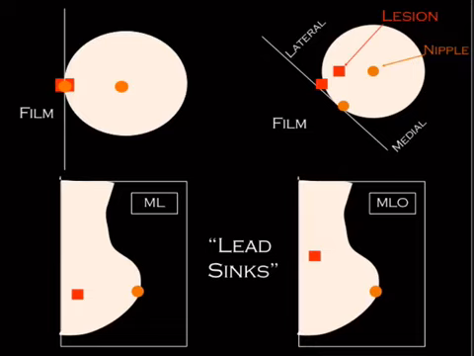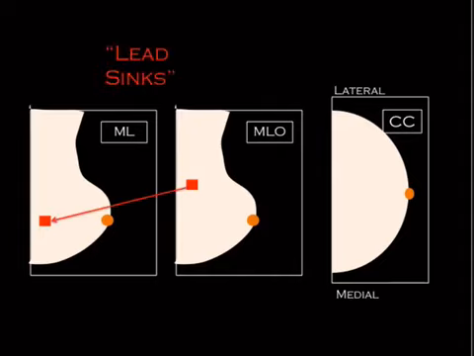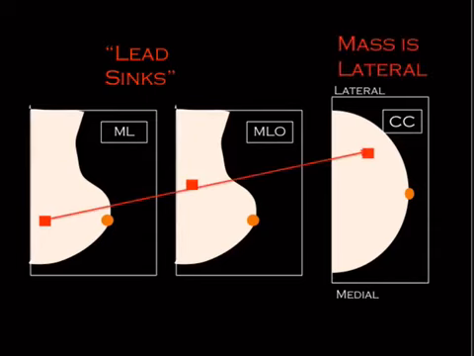A lesion that drops is going to end up being lateral in the breast. A lesion that rises is going to end up being medial in the breast. This is relative to the MLO. So in other words, if you've got this situation where you had your MLO, you made your finding, you ordered the ML, they did the ML, and the lesion appeared to sink, lead sinks, so L for lead, L for lateral, you'll end up finding that the mass will be located in the lateral breast.